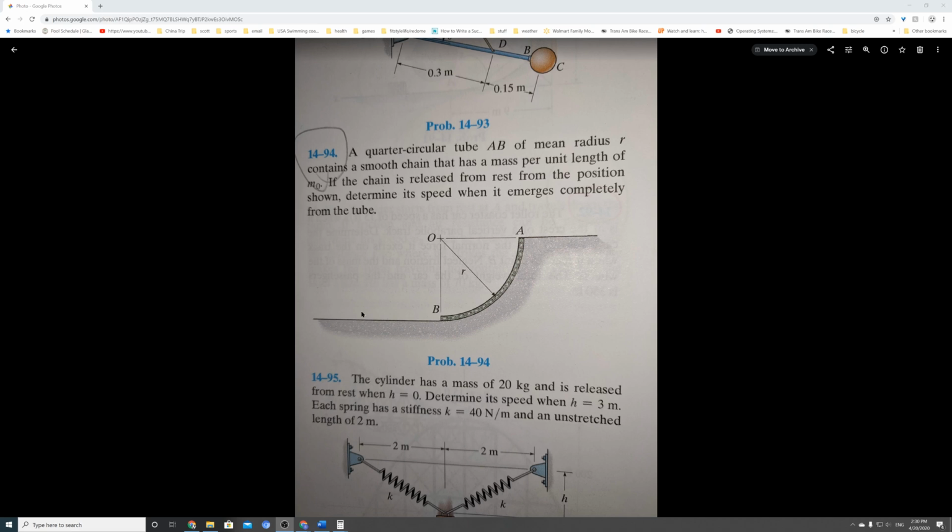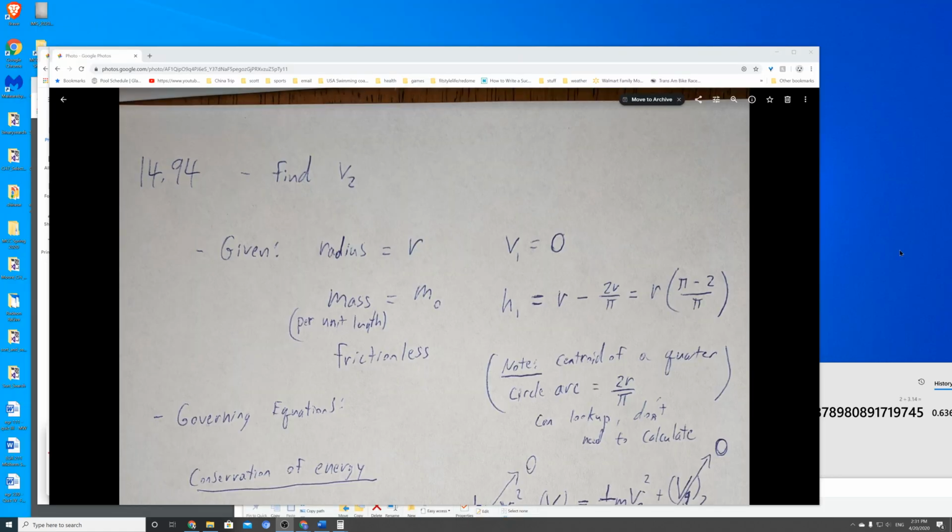Okay? So really, the key point here is to determine the potential energy in this chain. That's what we'll be looking at in this particular problem. And then it's just a matter of applying the conservation of energy formula. So here we're looking for V2, right? Basically the velocity when it has left completely out of the tube.